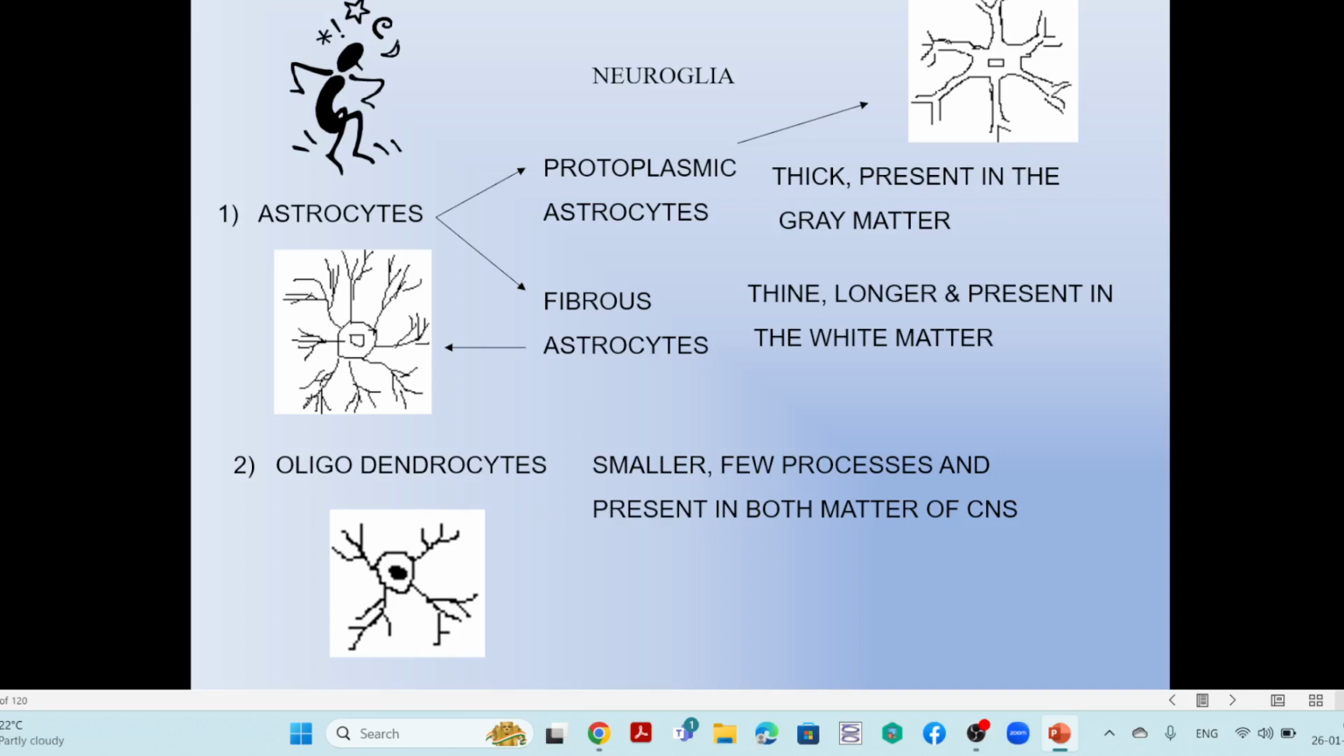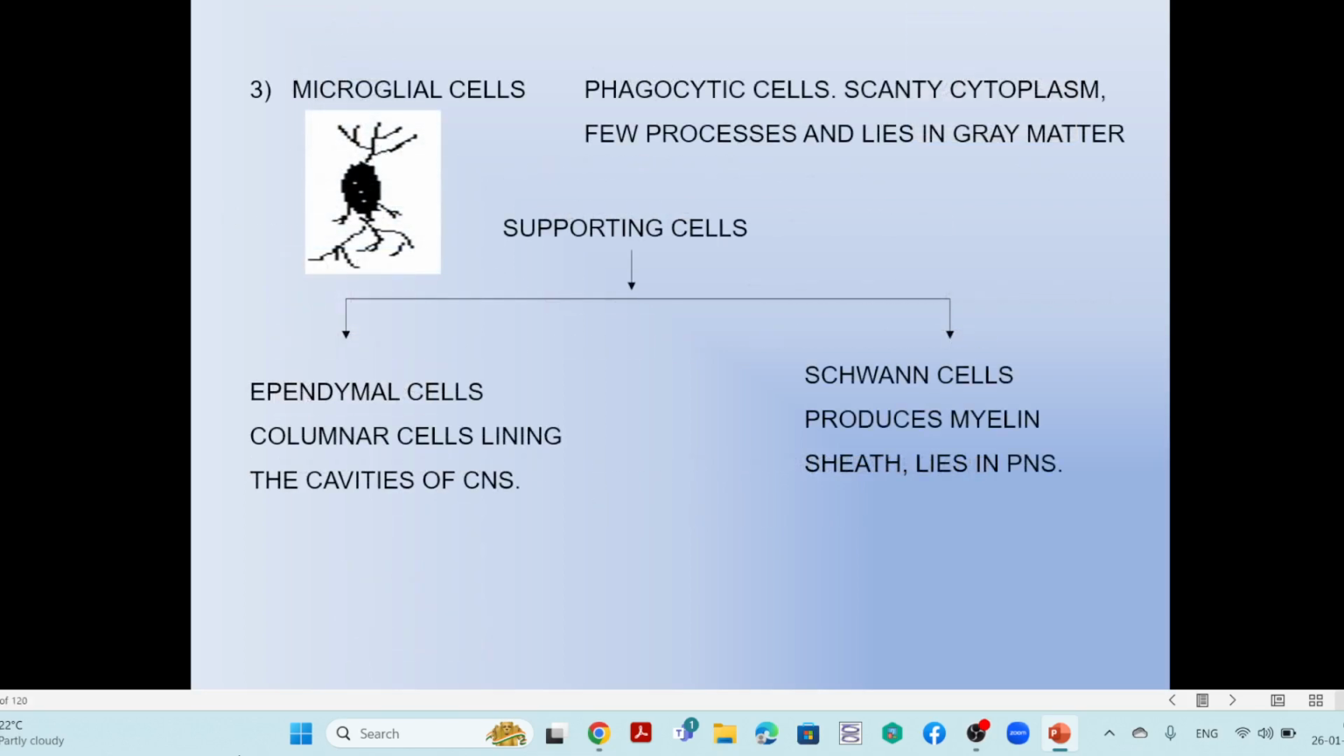Oligodendrocytes are smaller with few processes and are present in both matters of the central nervous system. Both matters means the grey and white matter of the central nervous system. There are small and few numbers of processes. Oligo means less, so smaller and few processes, that is the oligodendrocytes. Then the next one is the microglial cells.